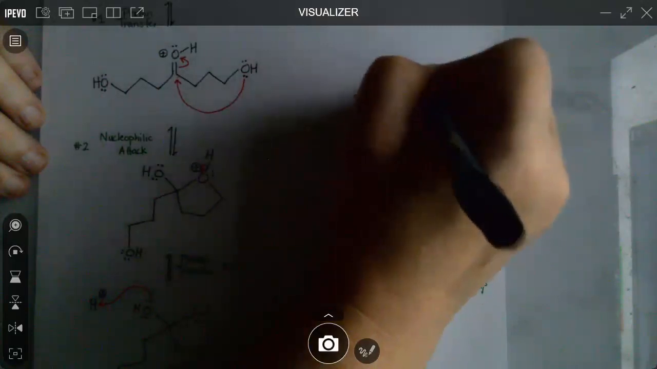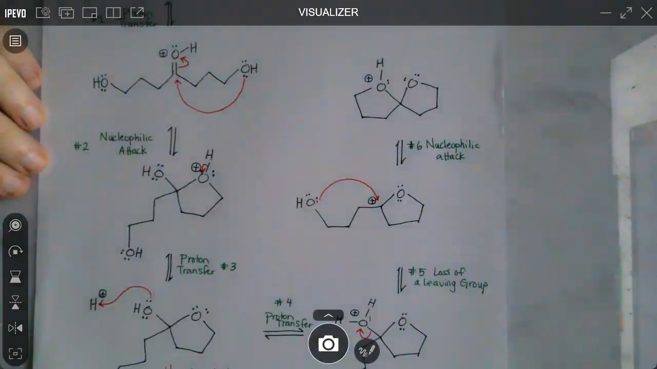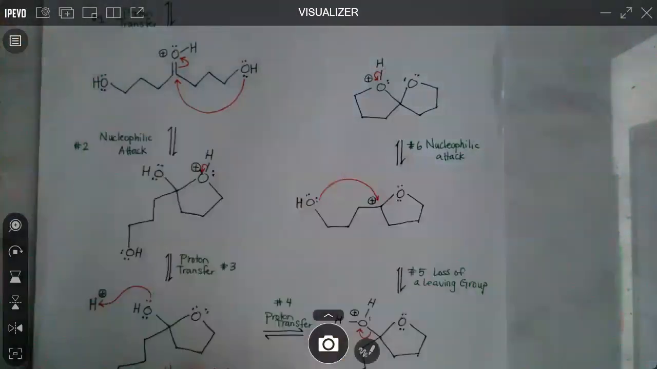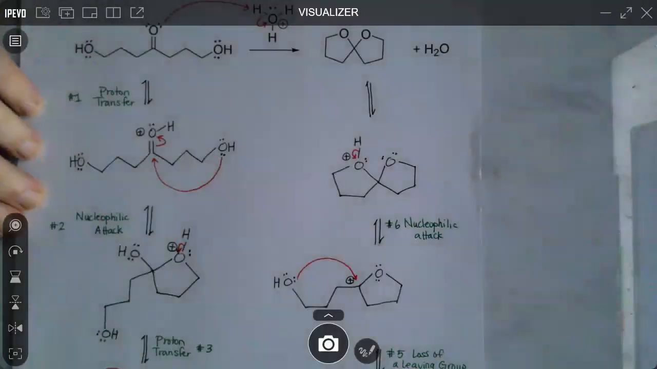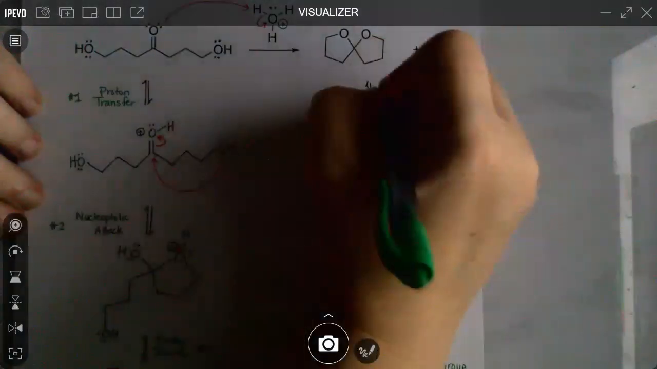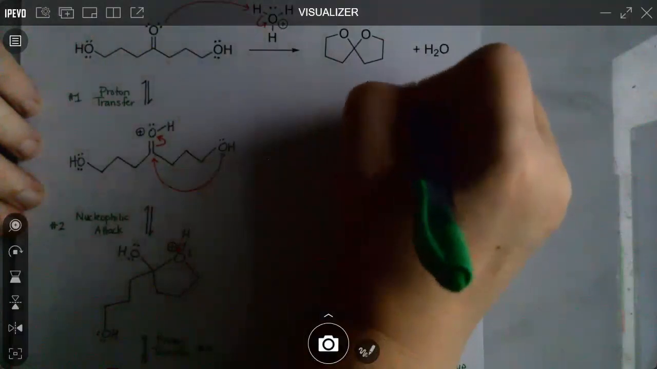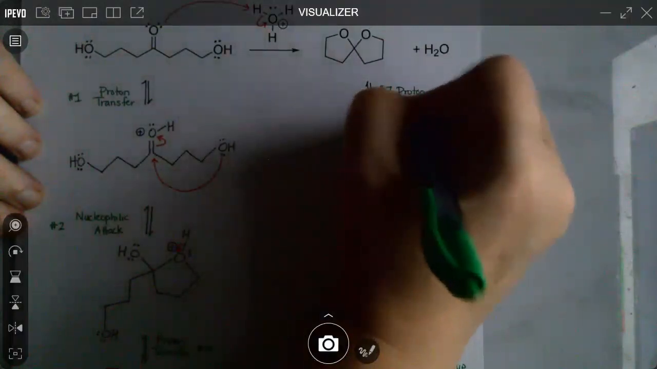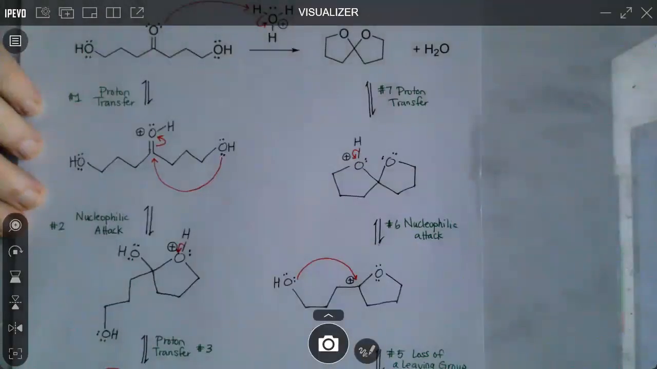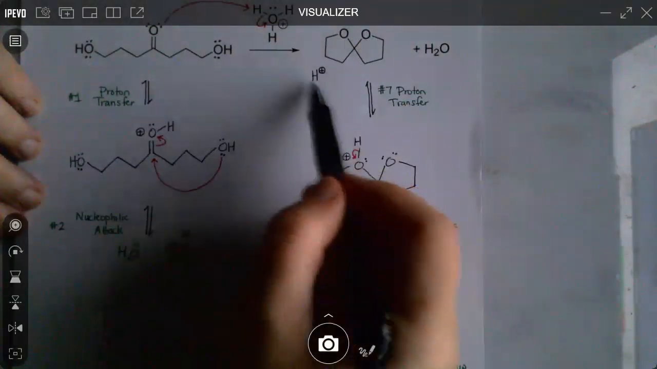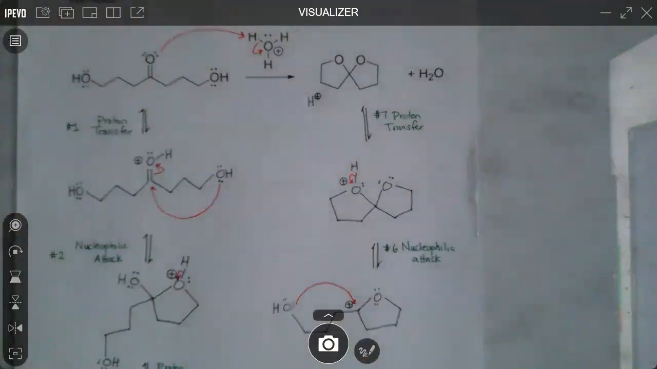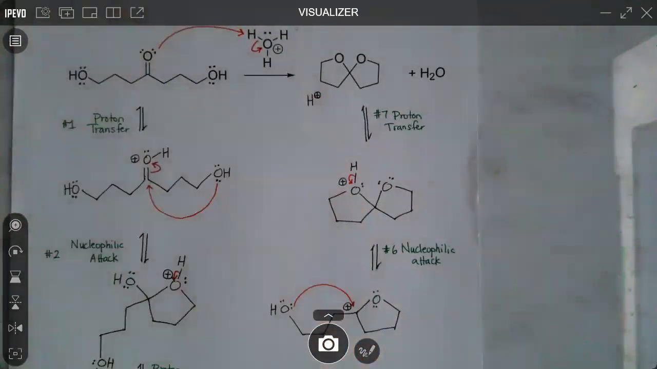We are almost at the product. All we need to do is one more final proton transfer. So I'm just going to show that proton popping right off. Right, to form the product and regenerating either H plus with water, which is really H3O plus, right? So we only need catalytic acid because it gets used and regenerated in the last step.